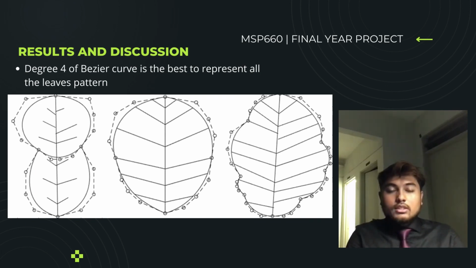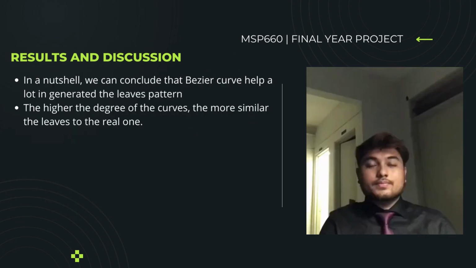So from all the comparisons that we made, we found that degree 4 of the Bezier curve is the best to represent all the leaf patterns. The 3 pictures are the output for degree 4 of the Bezier curve.